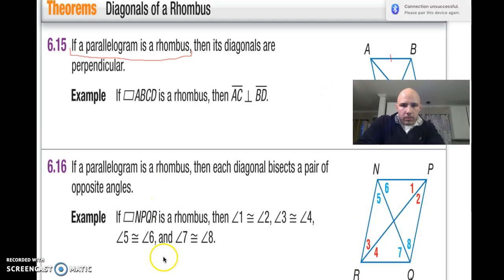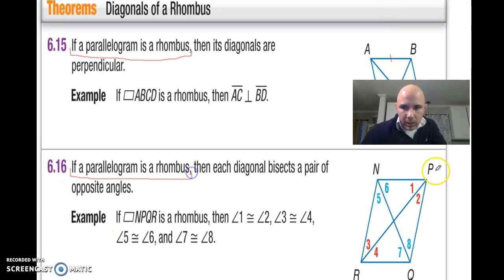For our second theorem for diagonals of a rhombus, if the parallelogram is a rhombus, meaning again all sides are the same, and the diagonals form a 90-degree angle, then each diagonal bisects the angle. So just be really careful on this. Angle 5 will be the same thing as angle 6, and so forth and so on. Again, if you have any questions on this particular property, let me know.